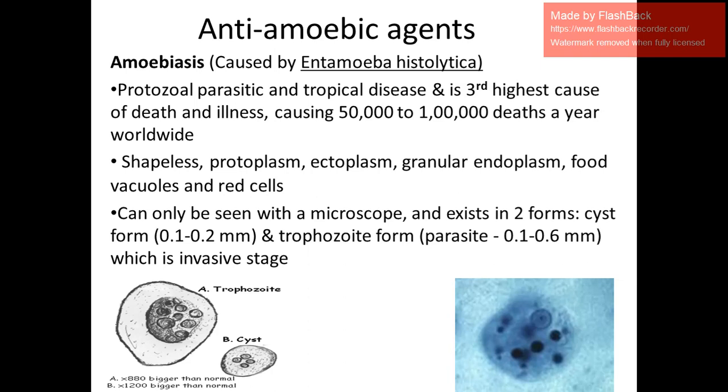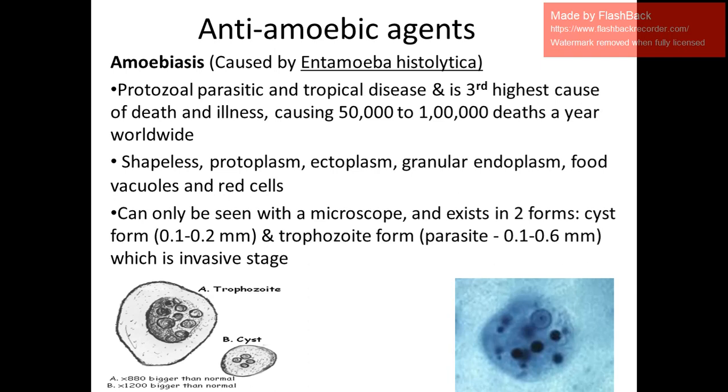So what is it? It is a protozoal parasite which causes this protozoal disease called amoebiasis, and it is actually pertaining to tropical areas. You will wonder, it is the third highest cause of death and illness, and it affects nearly 50,000 to 1 lakh deaths a year worldwide. When we talk about amoebiasis, we usually think you will take the anti-amoebic drugs and be cured of it, but it is not like that. It amounts to nearly 1 lakh deaths per year throughout the world.